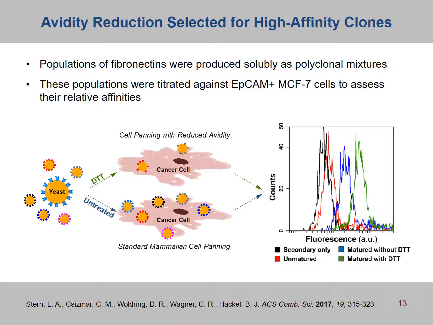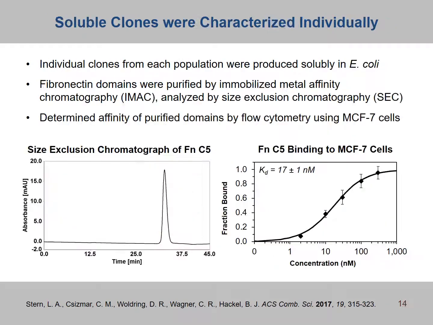The histogram plot here shows the control in black, the binding of an early, relatively unmatured population in red, the binding of the population sorted under standard panning conditions in blue, and the binding of the population sorted with the DTT treatment in green. As shown, the avidity reduction approach yielded a population comprised of higher affinity binders than were obtained through the standard sorting methods.